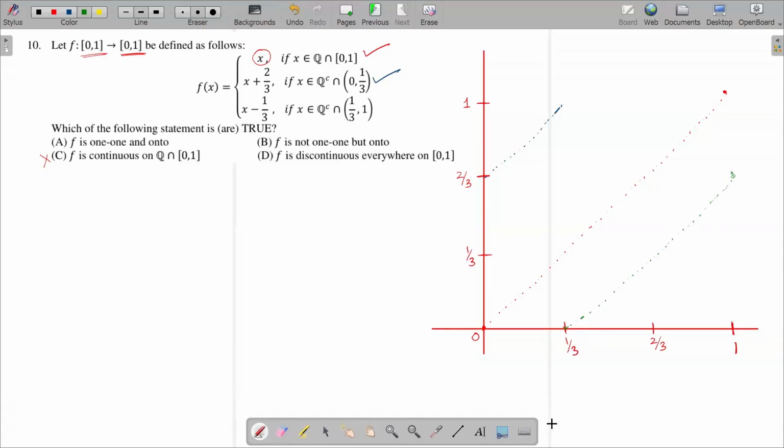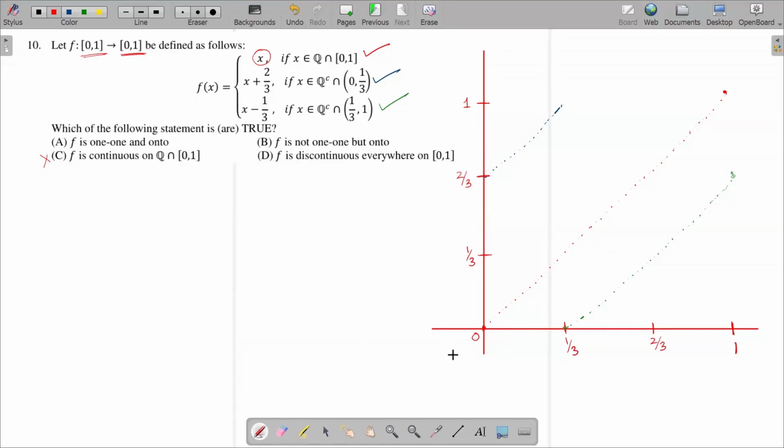You get the sketch? That is what this is. Now, what is the answer? Immediately you can say it is discontinuous everywhere. That is very clear, right? Sir, it is not 1-1. Yeah, okay. It is not 1-1.